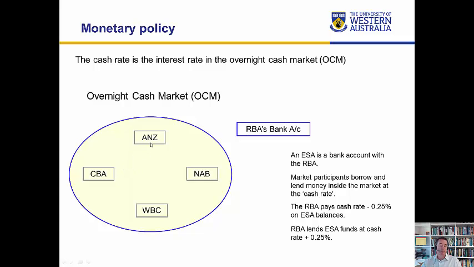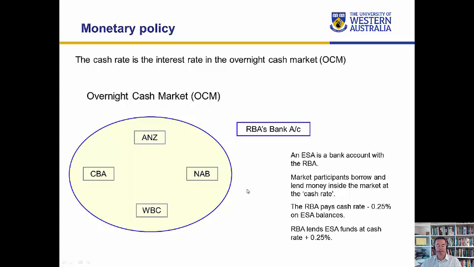So for example, if ANZ customers have written more cheques to Westpac customers than Westpac customers have to ANZ customers, there'd be one payment going from the ANZ to Westpac. If it was the other way around, where Westpac customers were writing ANZ customers cheques, there would be one payment going from Westpac to ANZ at the end of the day to settle all of those transactions.